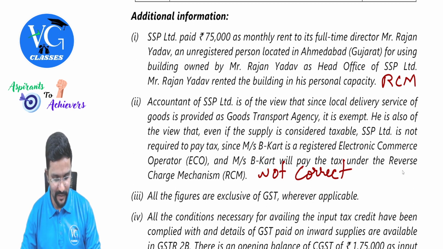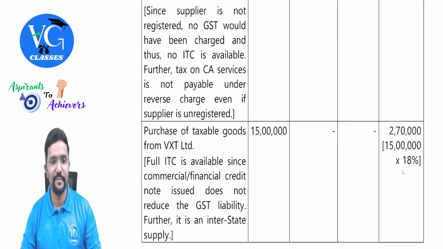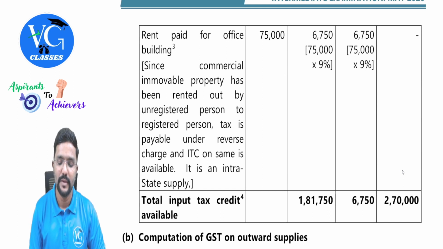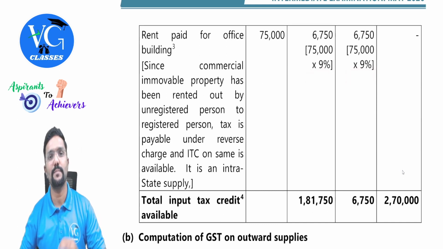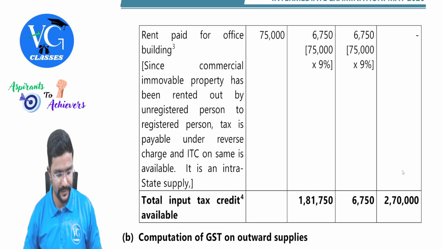In income tax, normally we will do into 12, right? Yes. So in a hurry, a student might not realize it. They may take into 12 only. Yeah. So 9%, 9%. Here also, the place of supply will be wherever the immovable property is located. That is the head office. It is in Gujarat only. So it is an intrastate supply, guys.